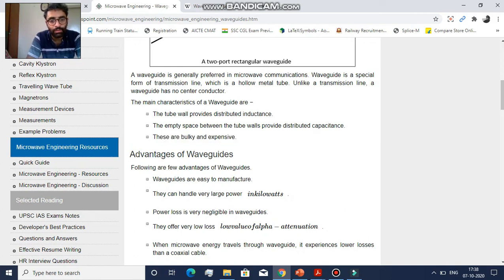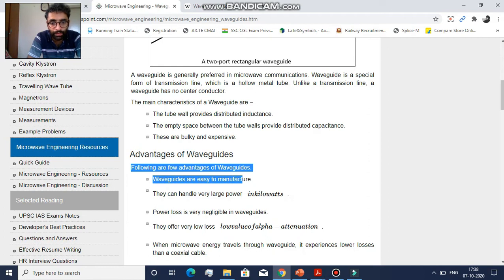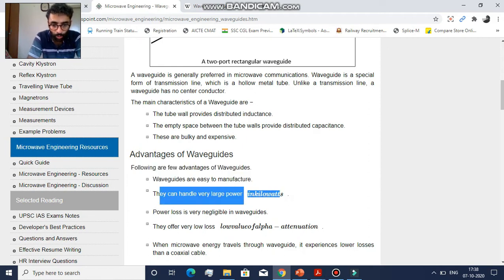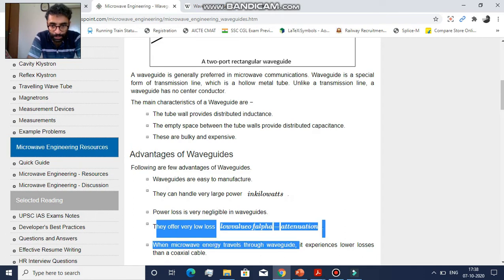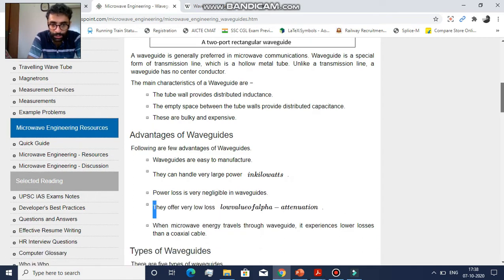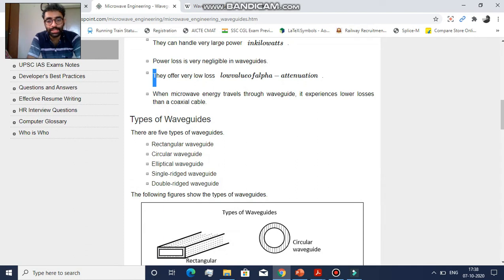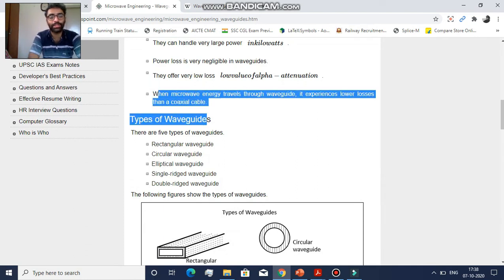Following are a few advantages of waveguides. Waveguides are easy to manufacture. They can handle very large power, in kilowatts. Power loss is very negligible in waveguides, and they offer very low loss, a low value of alpha or attenuation. And when microwave energy travels through a waveguide, it experiences lower losses than in a coaxial cable.